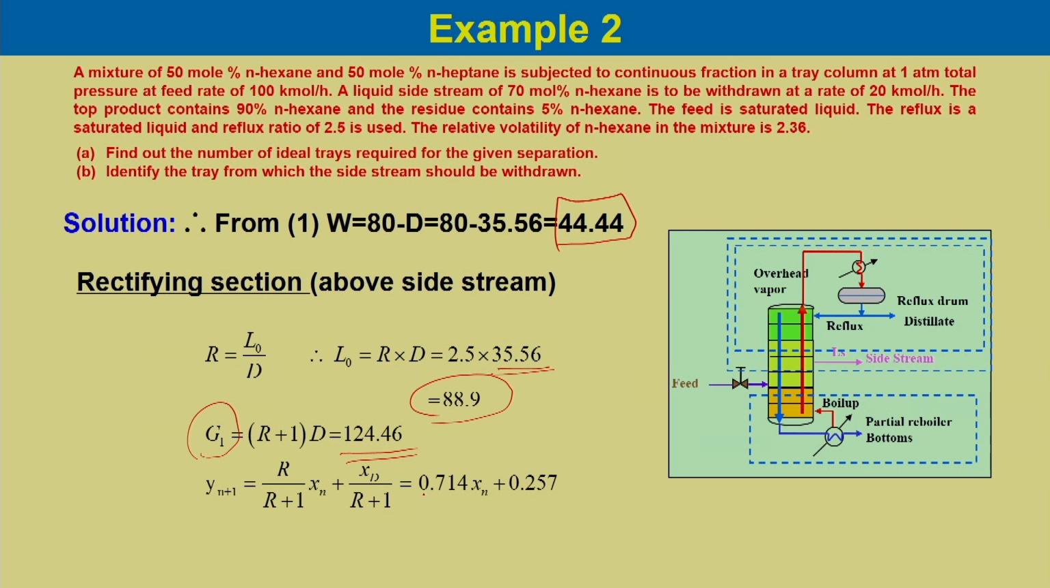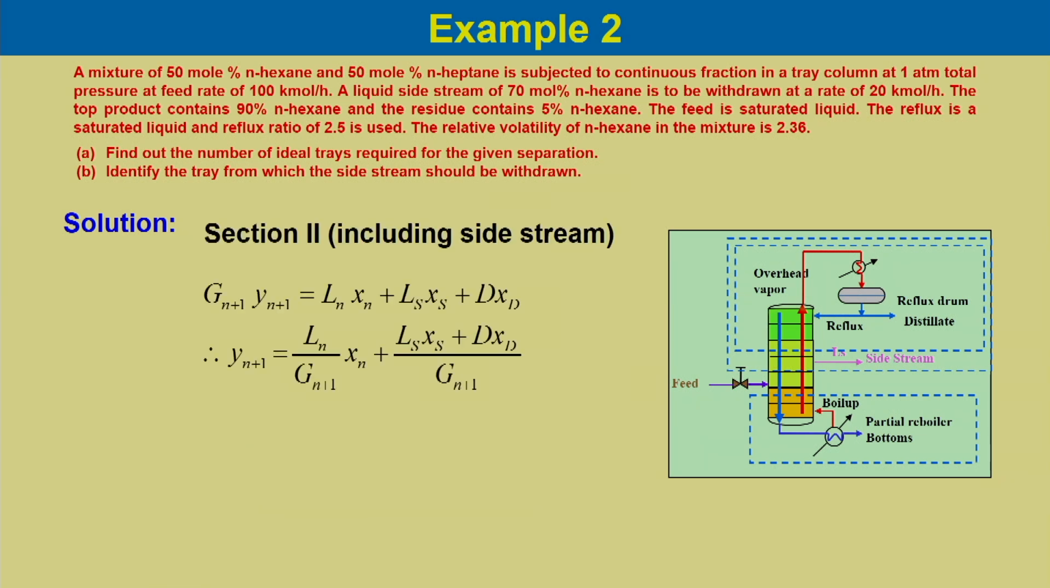So, it would be 0.714 x n plus 0.257 is the intercept. Now, for section 2 including the side stream, the material balance equation would be y n plus 1 equal to L n by G n plus 1 into x n plus L s x s plus D into xD by G n plus 1.